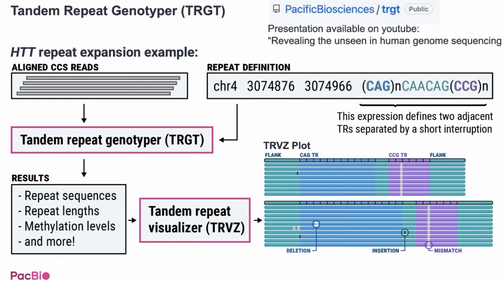So it also provides the tandem repeat visualization tool, so TRVZ. So here you can also see that plot where we can see the flanks of this tandem repeat, as well as the size and also insertions, mismatches, etc.